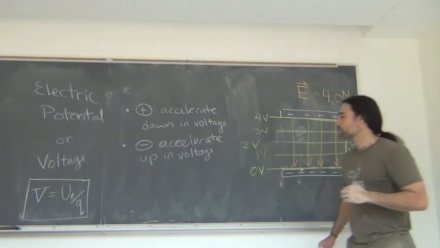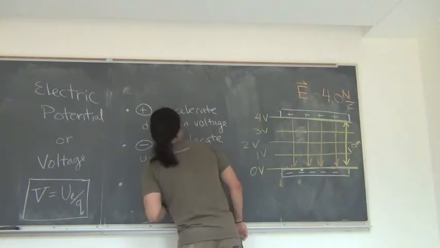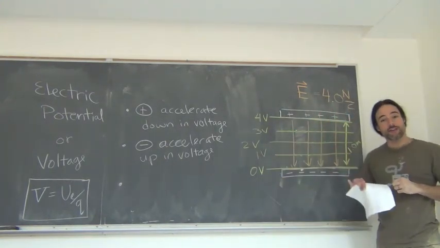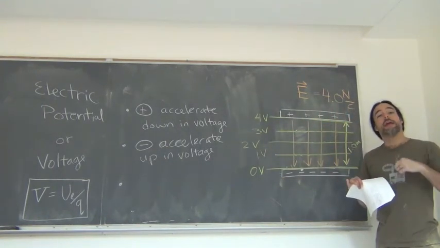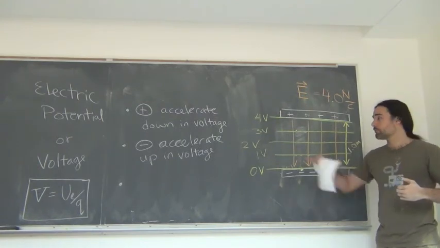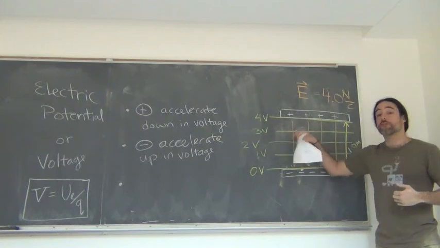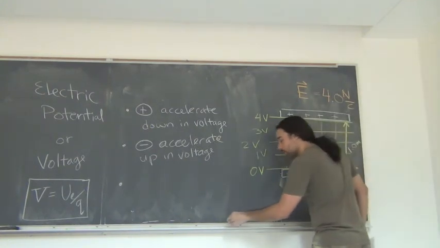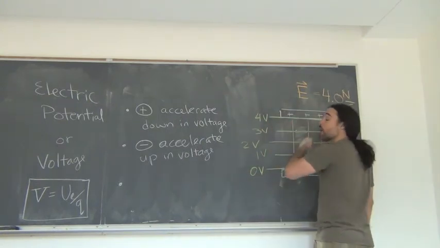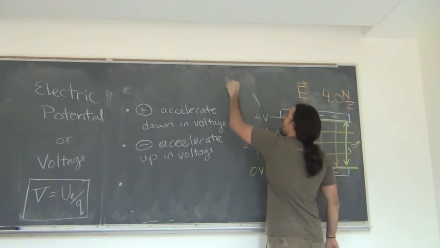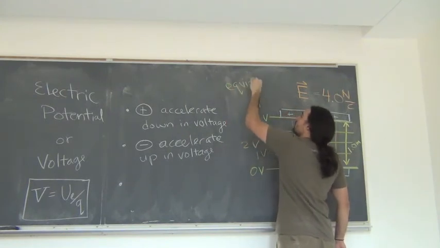Other things I will note. We have a word for each of the green lines that I've drawn here. Each of those green lines has the same electric potential. Here's the 4 volt line, here's the 3 volt line, here's the 2 volt line. Because everywhere on the line has the same potential, we call these equipotential lines.